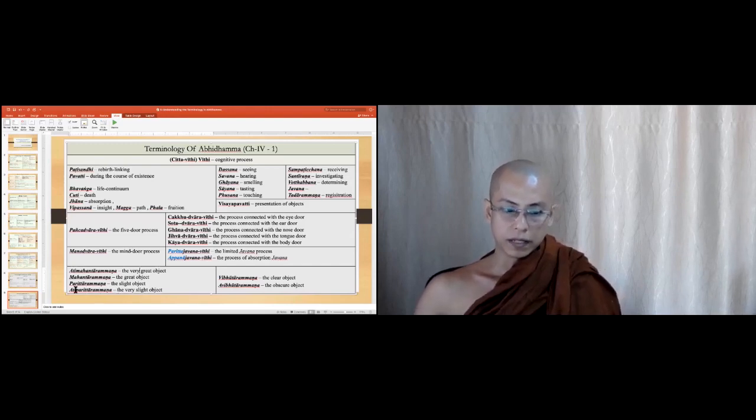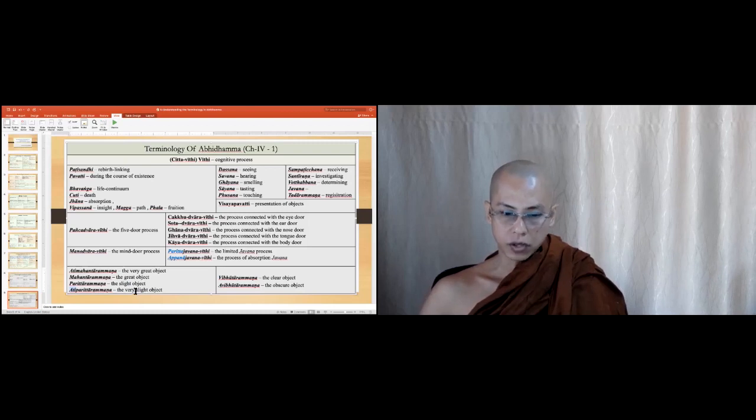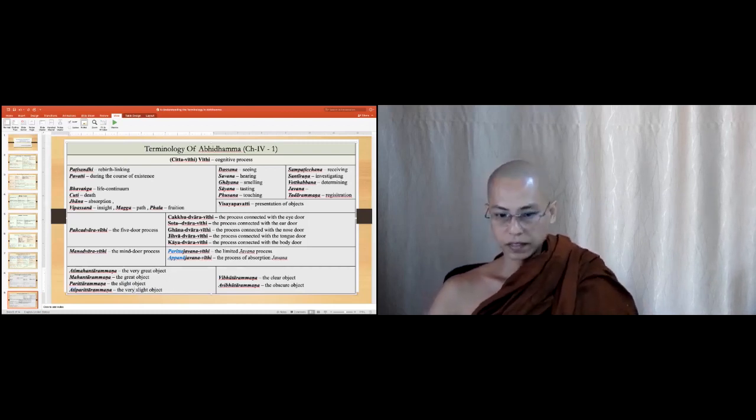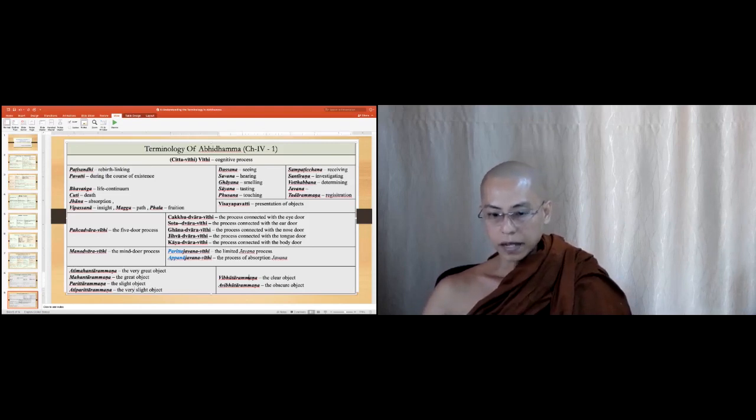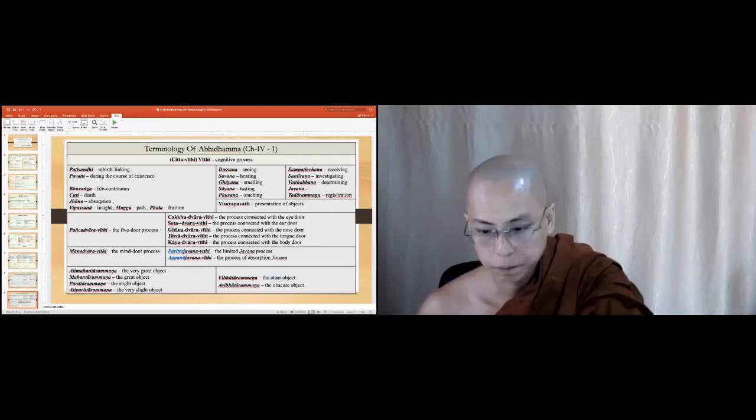In the same way, the third one is a slight object, and the fourth one, with the word Ati, becomes a very slight object. These are the types of object, the condition of the object. Okay, then in the mind door, Vibhuta Arammana and Avibhuta Arammana. Vibhuta is clear and Avibhuta is not clear, so obscure.